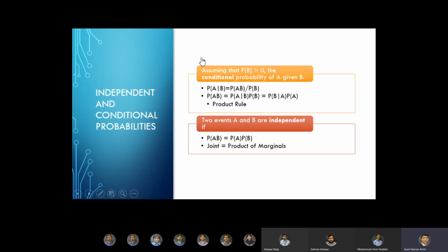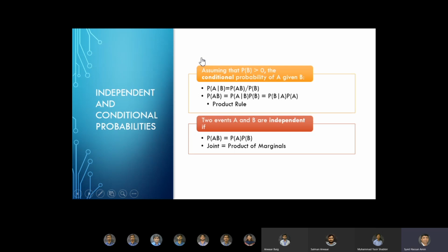So in many cases, as we saw with cards, we are interested essentially in the joint probability of events. In other cases, we might be looking at independent and conditional probabilities, which are additional concepts. So assuming that probability of B is greater than 0, the conditional probability of A given B. So we are interested in probability of A conditional to some other event B. So probability of A given B is equal to probability of AB divided by probability of B, and probability of AB basically is equal to probability of A given B into probability of B, which can also be written as probability of B given A into probability of A. So that's basically conditional probability according to the product rule.